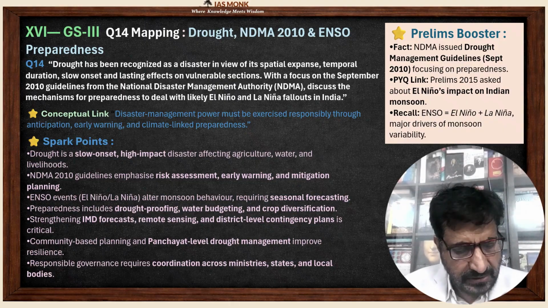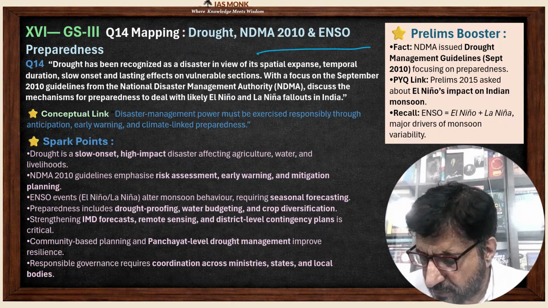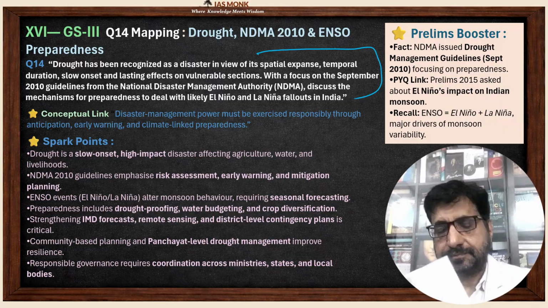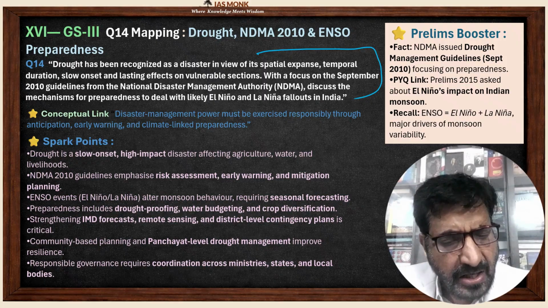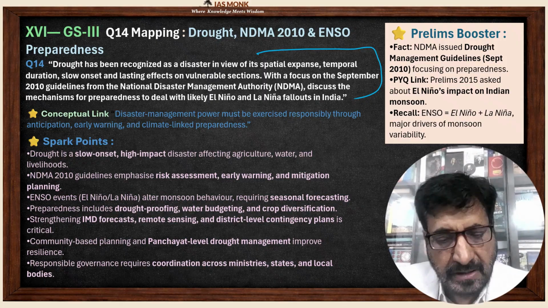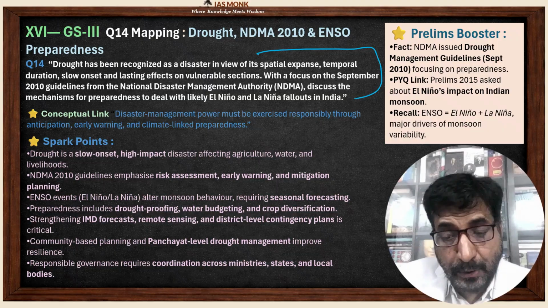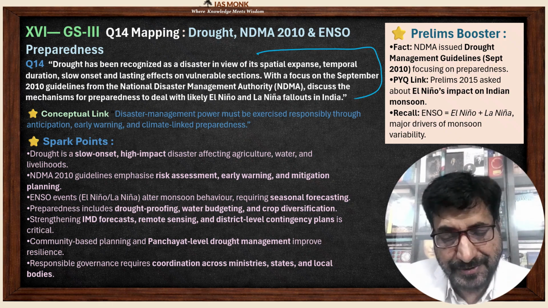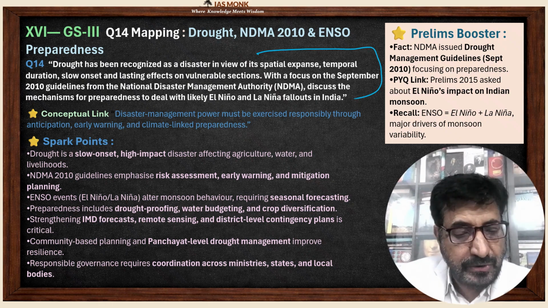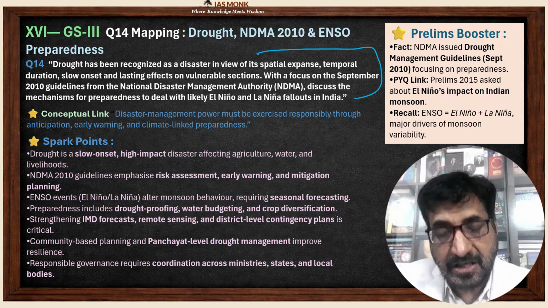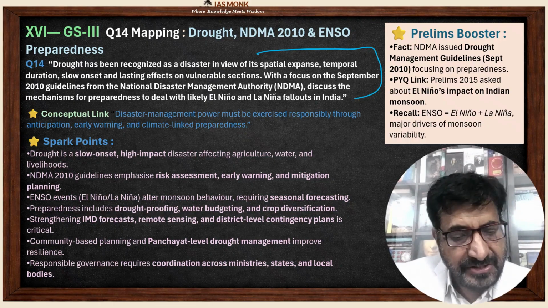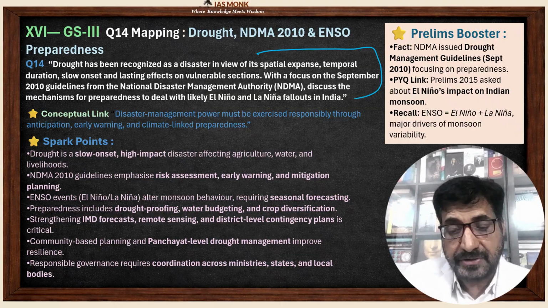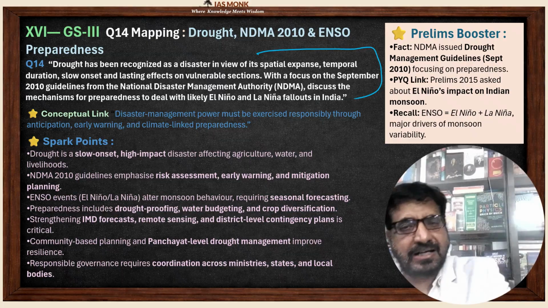Question number 14 is here. You can read this question along with me. Drought has been recognized as a disaster in view of its spatial expanse, temporal duration, slow onset and lasting effects on vulnerable sections. With a focus on the September 2010 guidelines from the National Disaster Management Authority (NDMA), discuss the mechanisms for preparedness to deal with likely El Nino and La Nina fallouts in India. You know what El Nino and La Nina are?